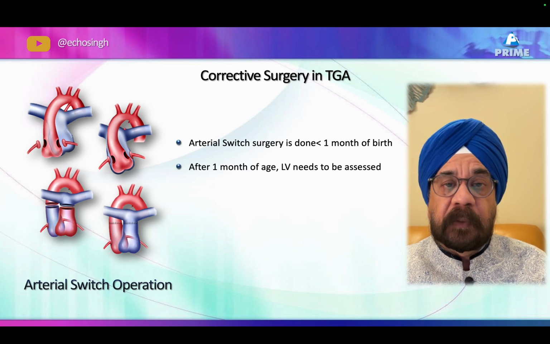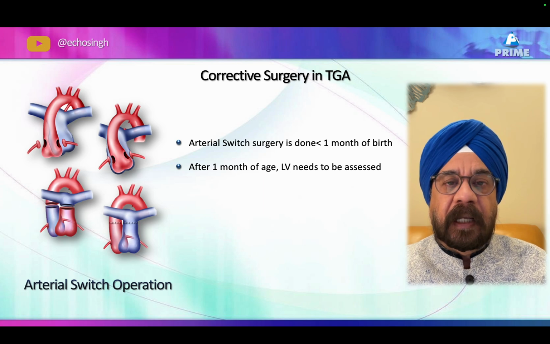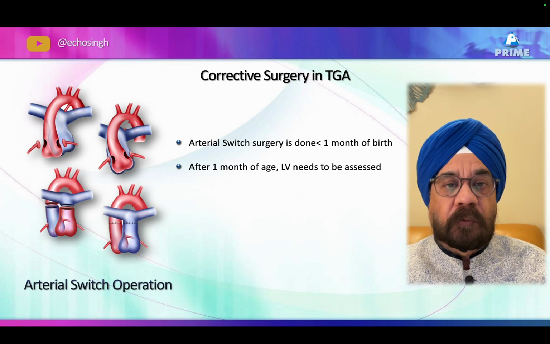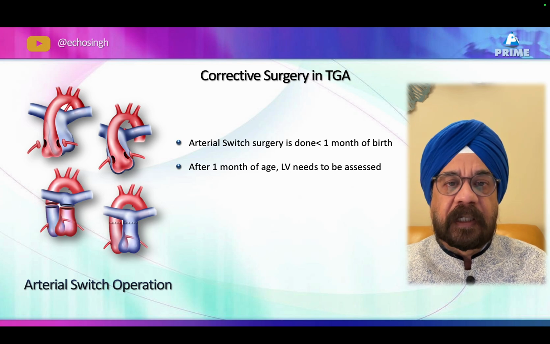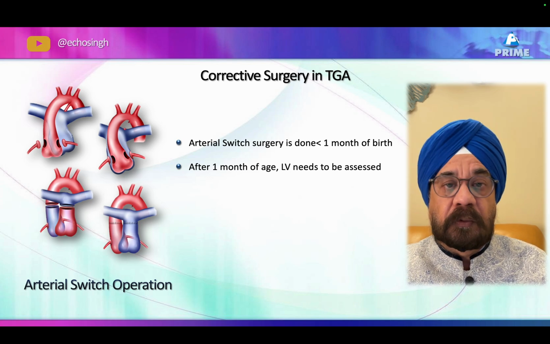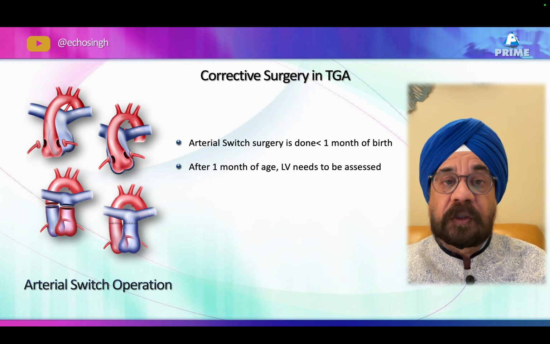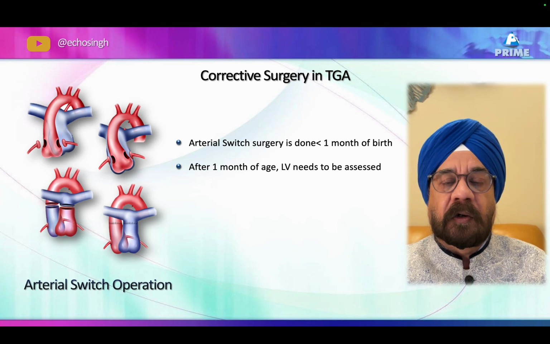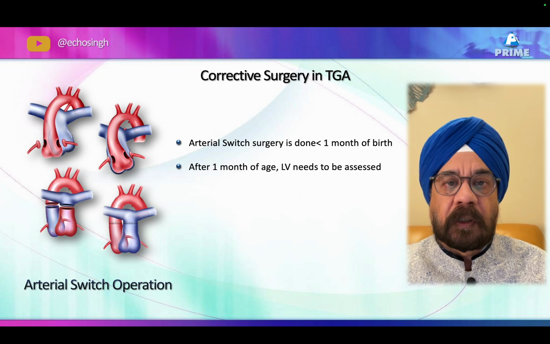In case the 1 month passes, then the LV actually regresses, because LV is pumping the blood into the lung, which is low pressure. So in this situation, the LV regresses and becomes difficult to do a switch operation later. So the surgery in a TGA: one is that urgent situation where a ballooning could be required. Two is that the surgery would be required within a week or within 1 month of childbirth. This is what you are going to counsel the parents.